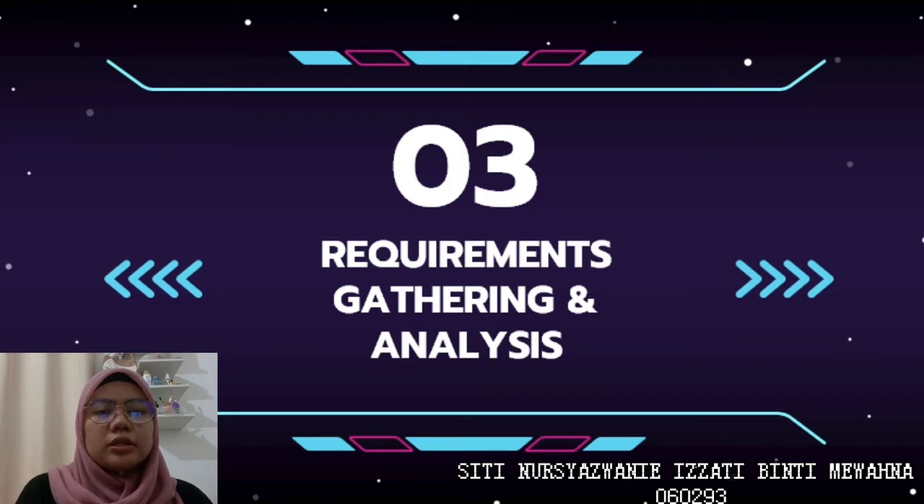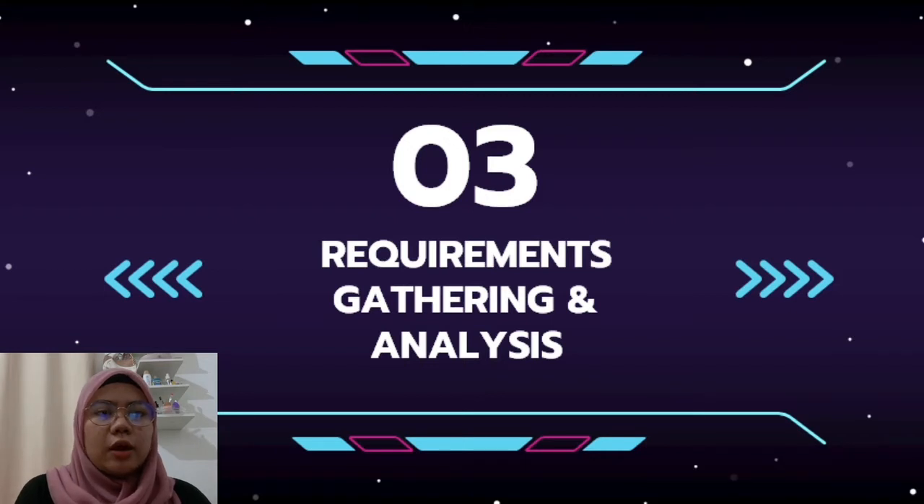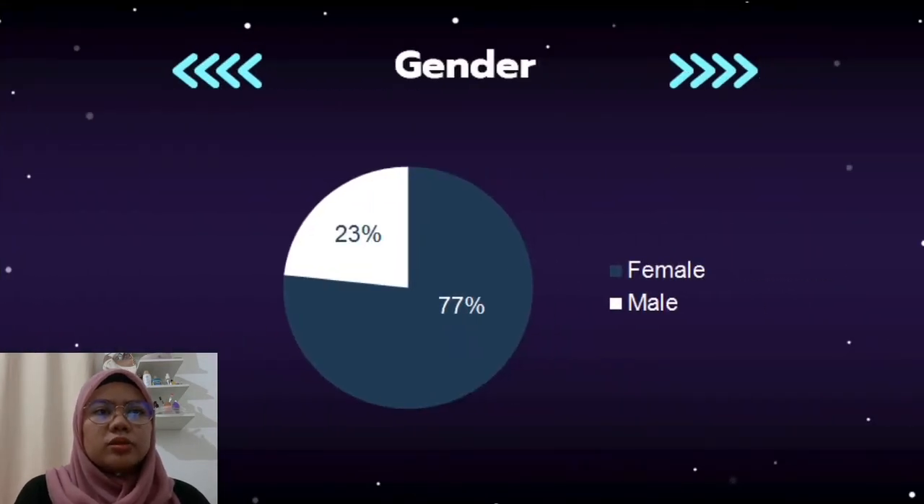And now, after using the method that has been explained, these are some of the requirements gathering and analysis that we got. Now, let's have a look at this pie chart. We start our questionnaire with the basic questions, which are their name, gender, age, and occupation. As you can see here, most of our respondents are female, and only a small portion are male.